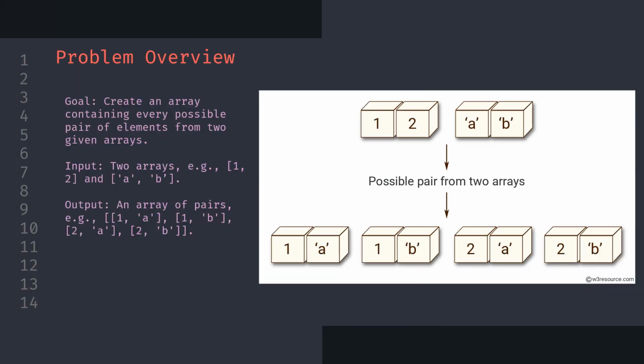The goal of this program is to generate all combinations of pairs from the two arrays. For example, the first array is 1 and 2, and the second array is A and B. The output will include all possible pairings like 1A, 1B, 2A, and 2B.